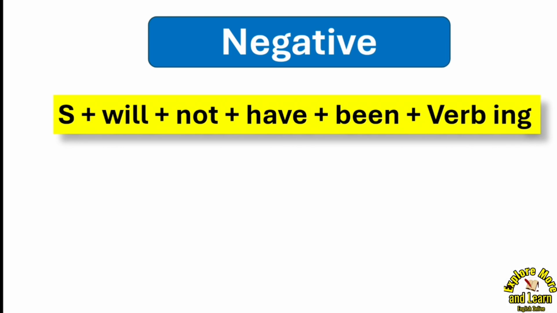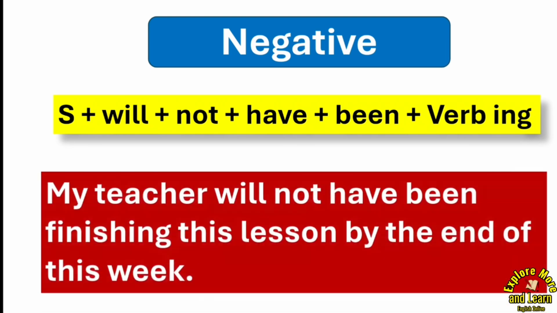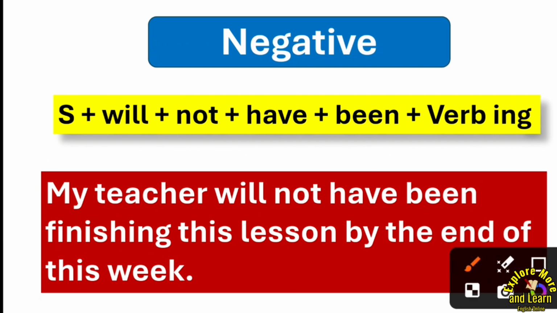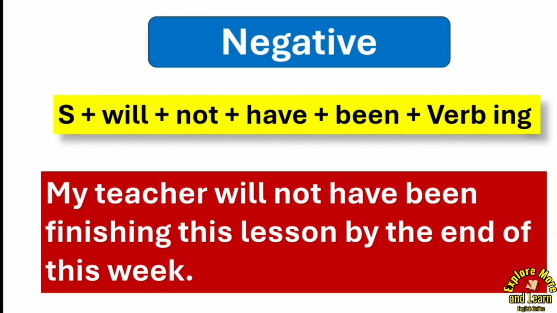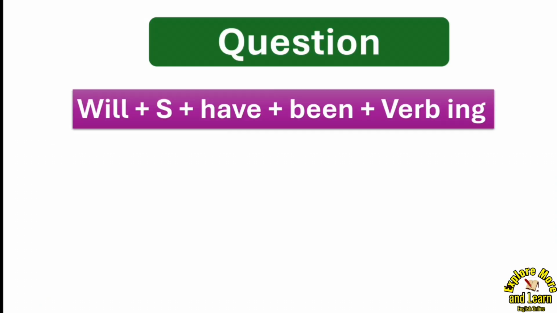For example, my teacher will not have been finishing this lesson by the end of this week. Okay, so here you are adding this not between will and have. Rest of the structure is the same. Now the structure in the question form, like will comes before the subject.